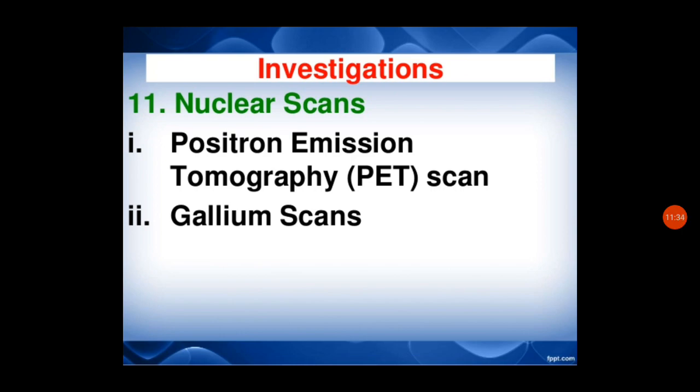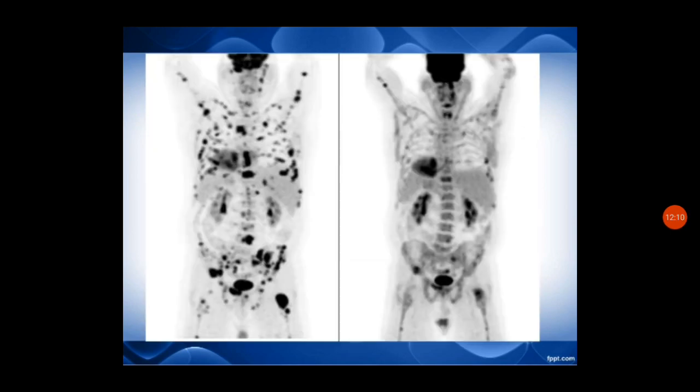Next is a nuclear scan. A positron emission tomography scan will be done and a gallium scan will be done. This is to find the spread, or the diffuse pattern of spread, of this disease. Non-Hodgkin's disease can be seen migrating from one area to another. This is very fast, and the positron emission tomography will help to diagnose the pattern of spread in the person with non-Hodgkin's disease.